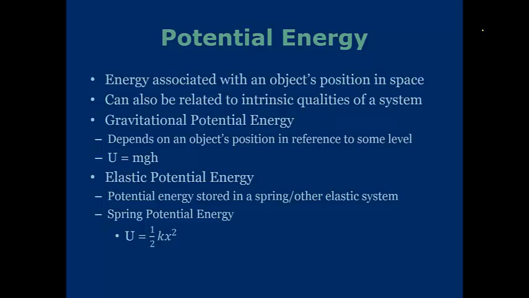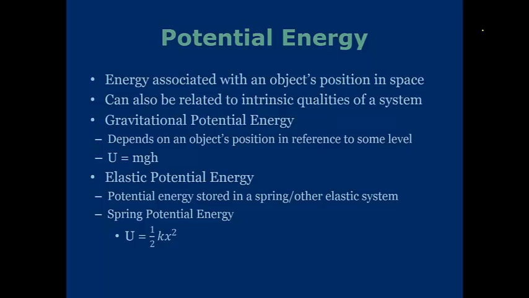The other type of energy is potential energy. This is the energy associated with an object's position in space. It could also be related to intrinsic qualities of a system. Potential energy can come in multiple forms. The ones that we're going to go over in this one are gravitational potential energy and elastic potential energy. However, there are such things as chemical potential energy. If you recall from your biology classes, in biological systems, this chemical potential energy is largely derived from ATP in living organisms. That'll be for a different day though. Today, let's talk about the other two.